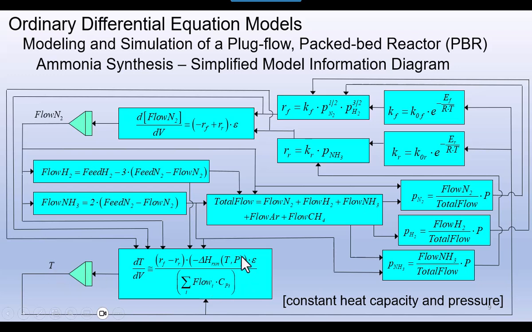And all these elements are available, all right, given that we have data or a correlation for the heat of reaction as a function of temperature and pressure. So this is the simplified model. Now what we want to do is show you how we put that together into a Python script, okay?